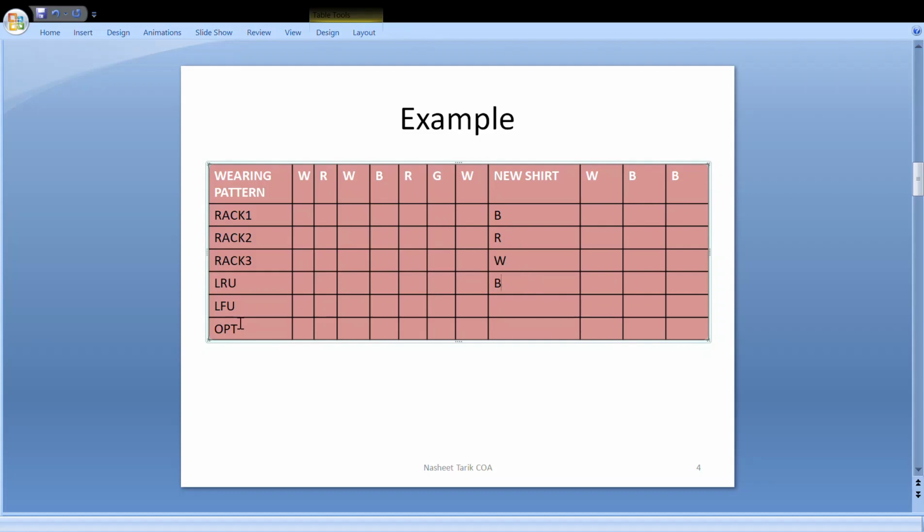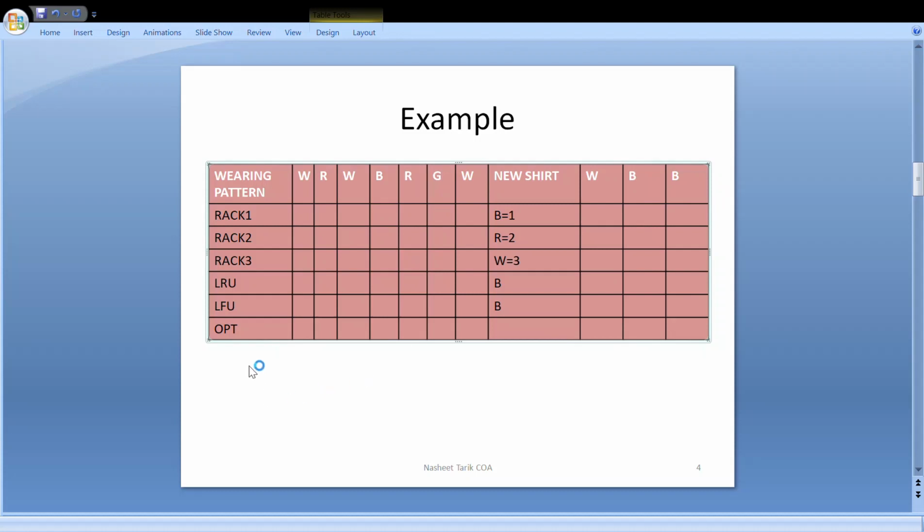Now if she is going by the least frequently used approach, she will see which shirt you are wearing and how many times. So she will see that the black shirt you wore how many times? Only once. In the past you wore it only once. The red shirt in the past you wore how many times? Once and twice. So you wore it twice. The white shirt you wore how many times? 1, 2, 3. So the white shirt you wore 3 times. So which one is having the lowest frequency? The black shirt is having the lowest frequency, so she will be replacing this shirt with the new shirt.